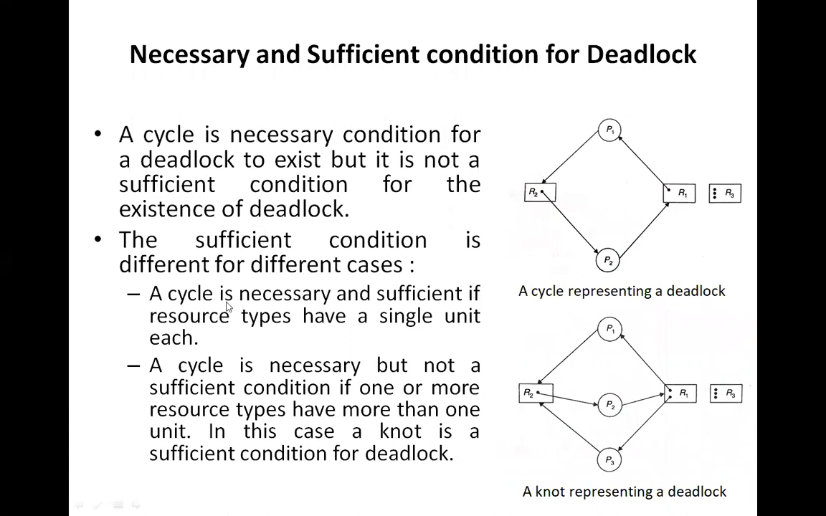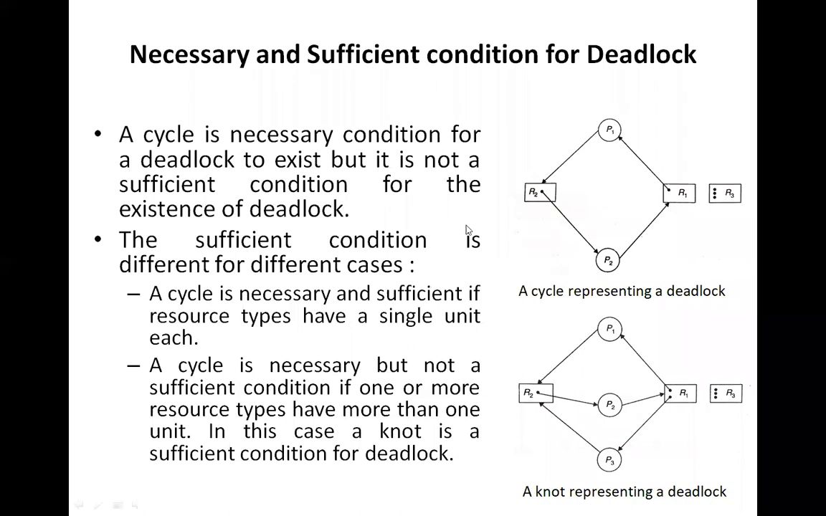So there are two situations. For the two different cases, the sufficient condition can be suggested. The first is that a cycle is a necessary and sufficient condition if the resource types have a single unit each, meaning a cycle in a graph is both a necessary condition and the sufficient condition for the deadlock. If the resource types requested by the processes forming a cycle have only a single unit each, then only the deadlock condition can occur. Otherwise, it may be the situation that a deadlock may not occur.